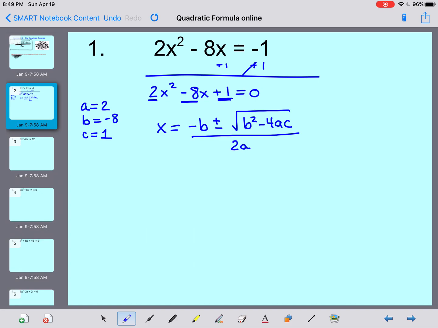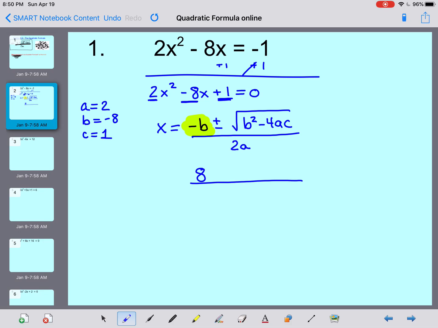All right, so let's start plugging stuff in. So negative b. Negative b, think of this as the opposite of b. So whatever your b value is, my b value is negative 8. Negative b just means do the opposite of that. So if my b value is negative 8, I'm going to change that highlighted negative b into a positive 8. So always do the opposite. If my b value had been 8, I would have put a negative 8.